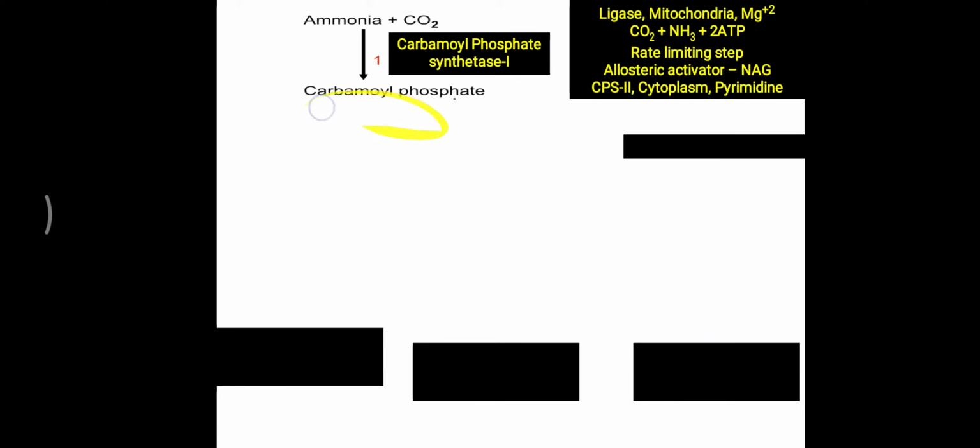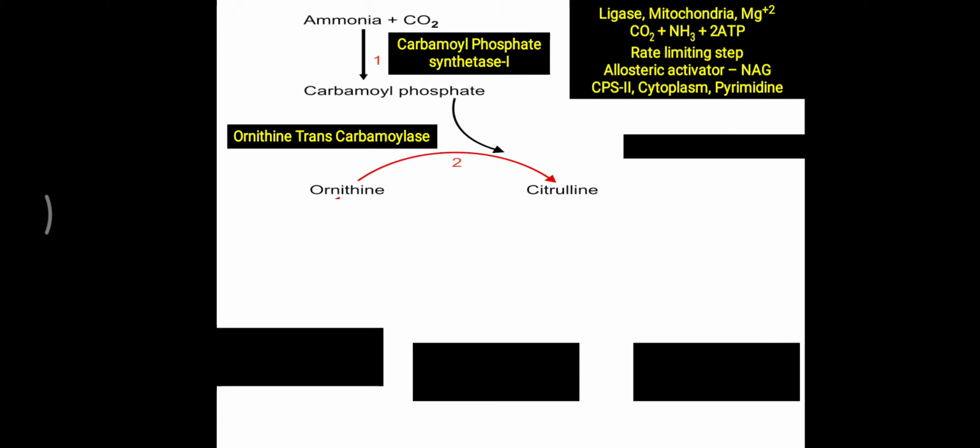Now in the liver mitochondria, this carbamyl phosphate is synthesized as the first step of the urea cycle. Now this carbamyl phosphate will combine with one more molecule, that is ornithine. This ornithine comes from the cytoplasm into the mitochondria. Inside the mitochondria, this ornithine combines with the carbamyl phosphate, finally making citrulline. So this citrulline is generated inside the liver mitochondria with the help of the enzyme ornithine transcarbamylase, where two molecules are joined.